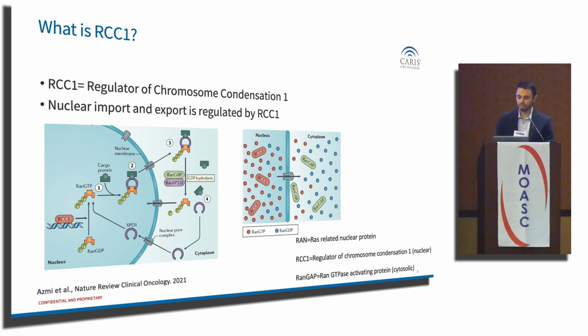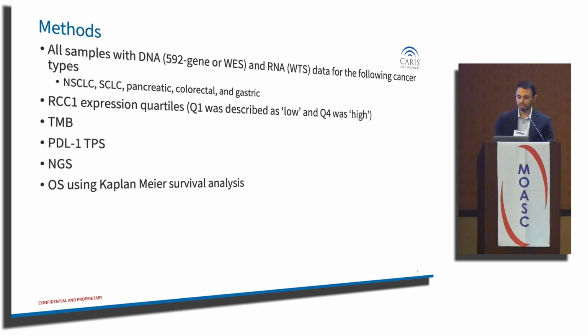So for the methods of our study, we analyzed tissue DNA or RNA, which was analyzed with Caris Life Sciences. We included patients with non-small cell, small cell, gastric, pancreatic, and colorectal cancers. We stratified patients' RCC1 expression into quartiles. Q1 was described as low, and Q4 was described as high. Then the tissue was measured for TMB, PD-L1, tumor prognostic score, and also NGS. And then we analyzed the overall survival data as well.